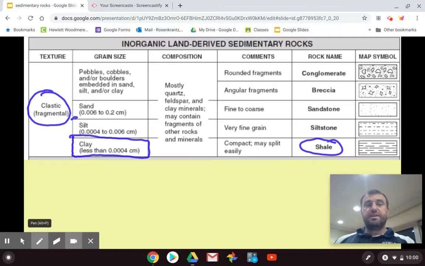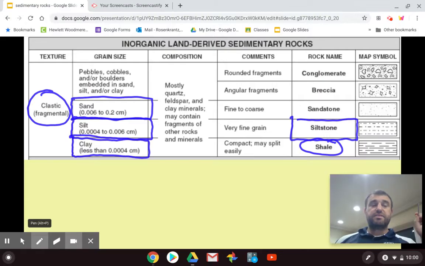Now let's say the sediment was a little bigger than clay. Then we refer to it as silt. And if silt gets compacted and cemented together, we call it siltstone. Now if it's bigger than silt, but smaller than a pebble, that's what we mean by sand. So if sand gets compacted and cemented together, we call it sandstone.